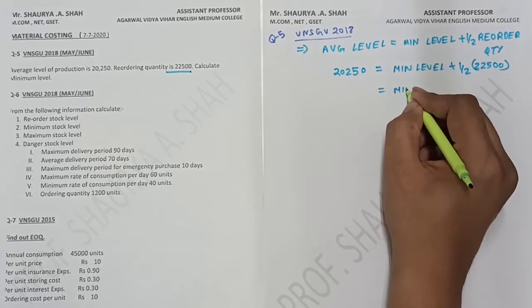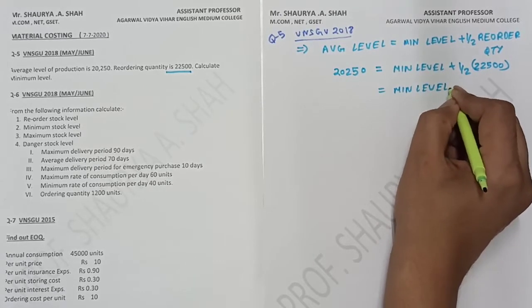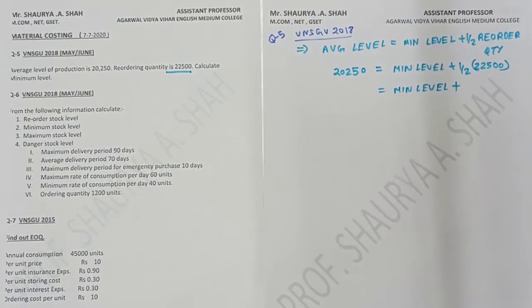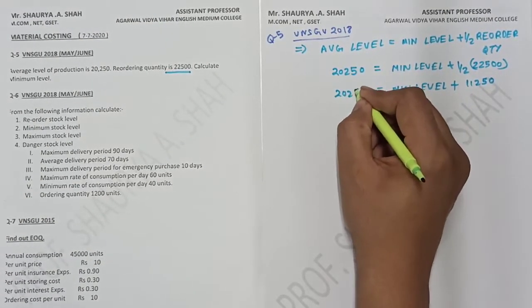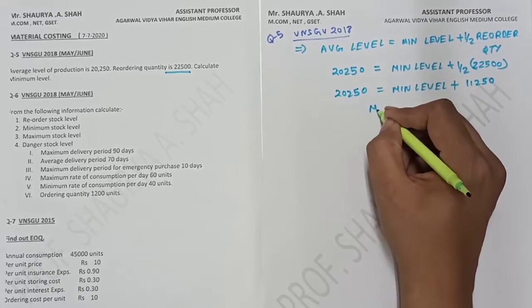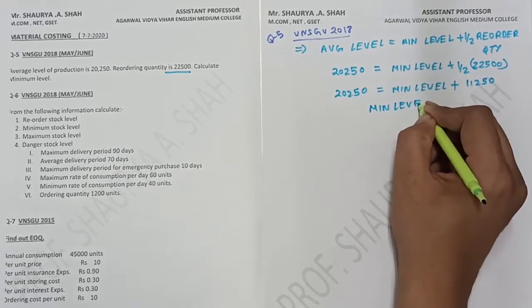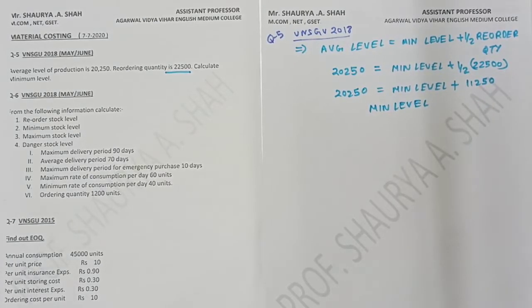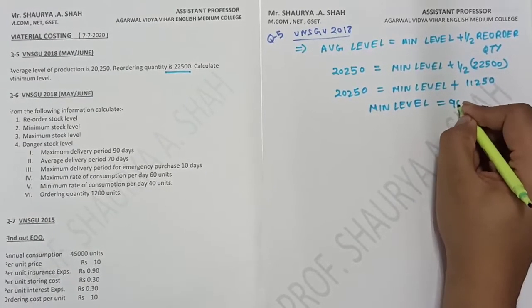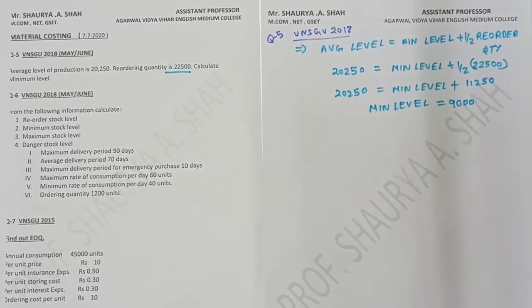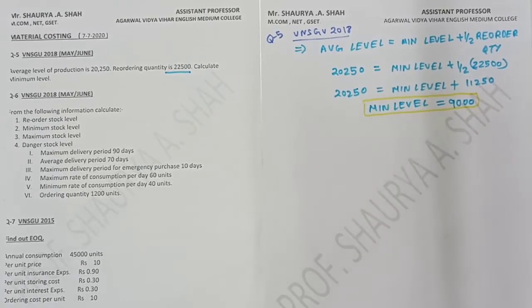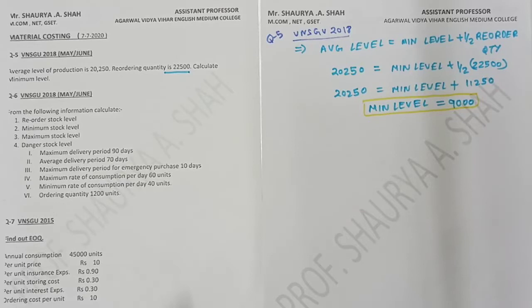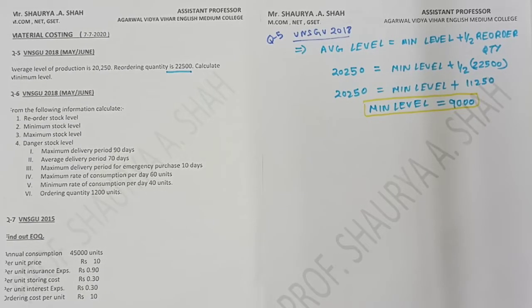So if you solve this, minimum level plus half of 22,500 is 11,250. Here it will be 20,250. The same minimum level will remain on the same side, and if I deduct 11,250 from 20,250, I'll get the answer of 9,000, right, which is asked in the sum. Remember, students, this is only for 2 marks. You need to be very quick with the formulas and you need to be very clear with the sum, right? 2 marks just by applying one formula. I suppose it is clear. This is VNSGU 2018, May, June.